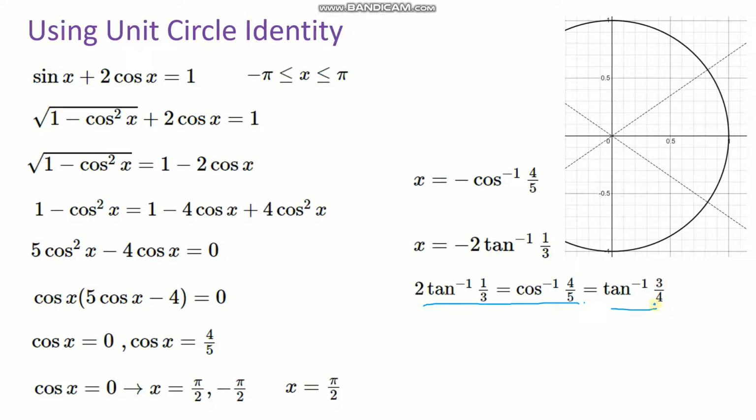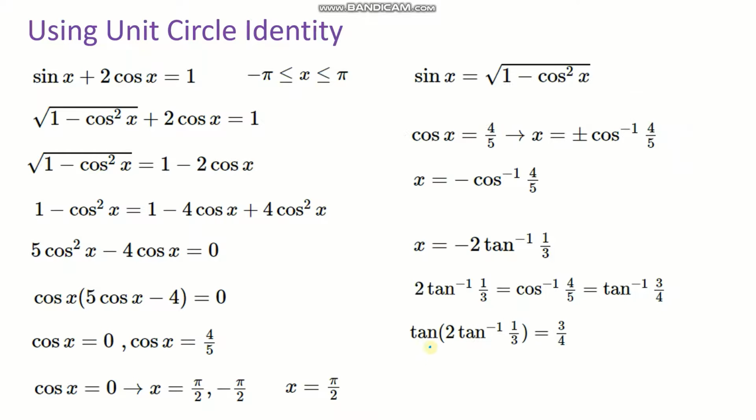Taking tangent both sides, we have tangent of 2 arctan 1/3 equals tangent of inverse tangent of 3/4, same as 3/4. For the left hand side, apply the double angle identity for tangent. We have 2 times the tangent of the angle, which is 1/3, over 1 minus the square of the tangent of the angle.